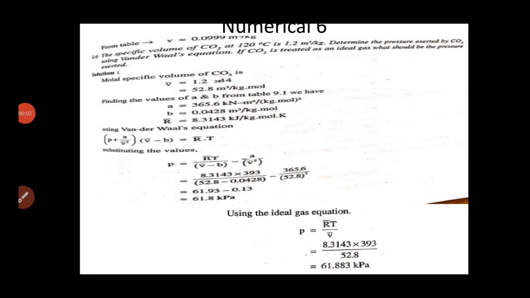Hello students, now we shall see one more problem. The specific volume of CO2 at 120 degrees centigrade is 1.2 meter cube per kg. Determine the pressure exerted by CO2 using the Van der Waals equation. If CO2 is treated as an ideal gas, what would be the pressure exerted? So now he is telling that the CO2 gas specific volume at 120 degrees centigrade is 1.2 meter cube per kg. You have to find the pressure of CO2 if it is treated as an ideal gas, or, if it is treated as a real gas, by using the Van der Waals equation.